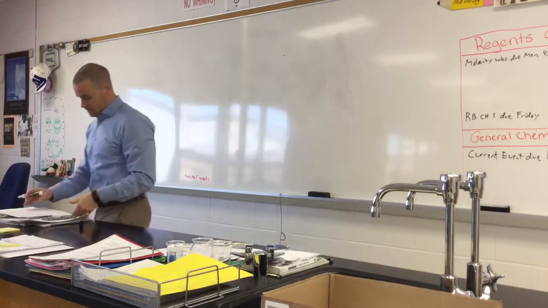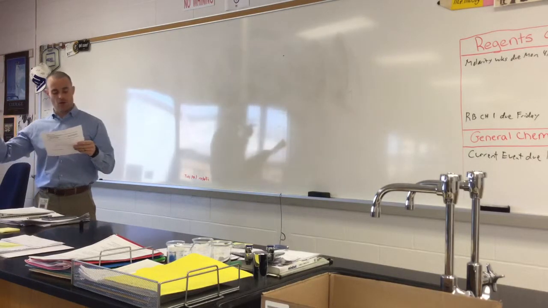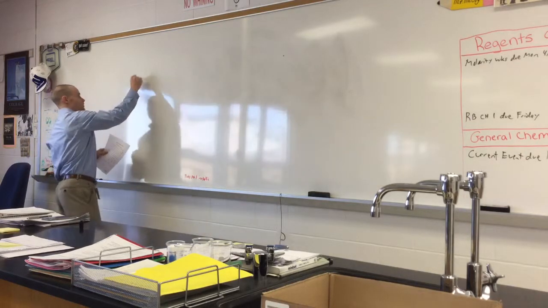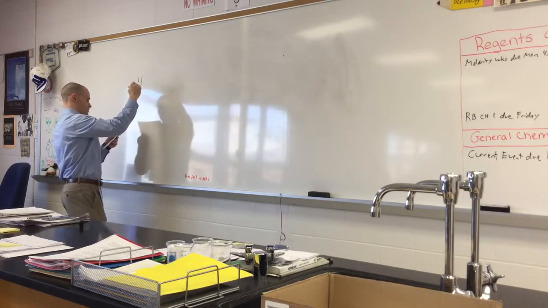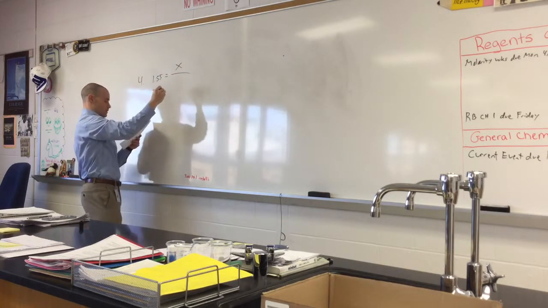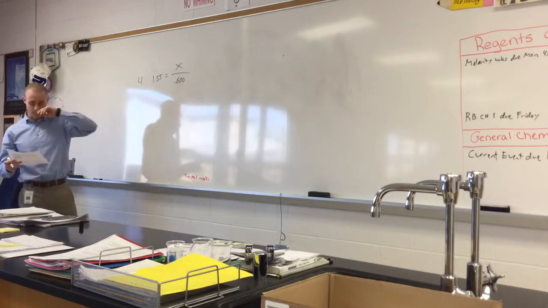Okay, 4, 5, 6. This time we're looking for moles for 4, moles for 5, and then liters for 6. So for number 4, we're going to do 1.55 equals x over 0.600. I'll do one at a time here.